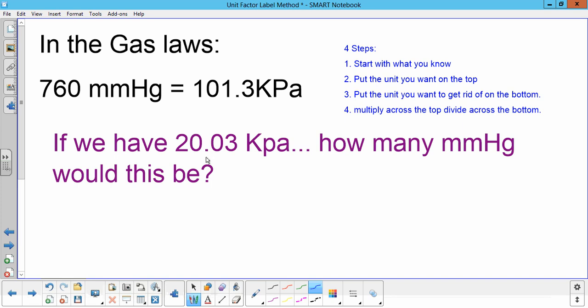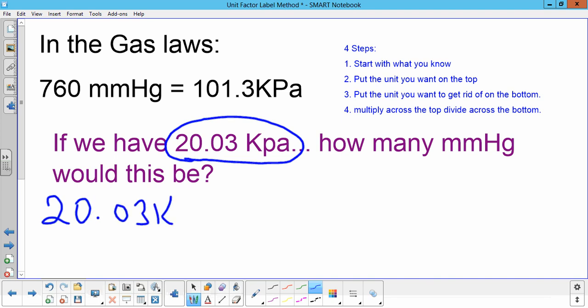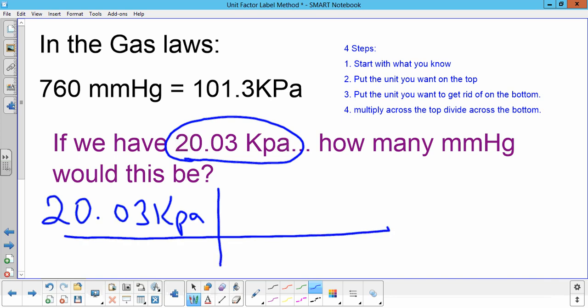If I was giving you a value of 20.03 kilopascals, and I told you that to do a problem for me, you had to change that to millimeters of mercury, how would you do that? Well, you'd start with the same steps. Start with what you know. What is it that we know in this question? Again, we know that we have 20.03 kilopascals, so that's what I write. I'm going to write 20.03 kPa. And then I'm going to draw a big long line, and I'm going to cut that off, or I'm going to write a times sign, whatever makes us happy.